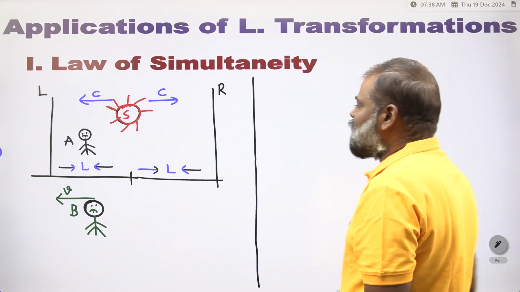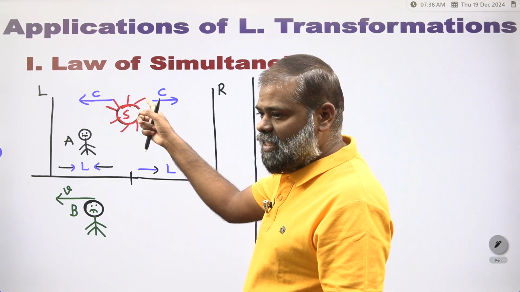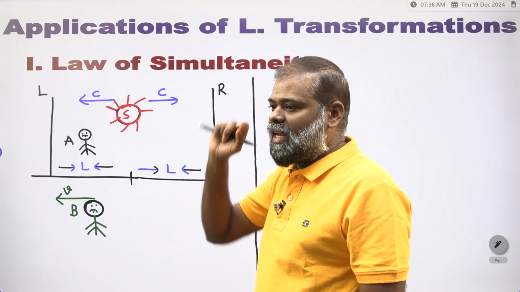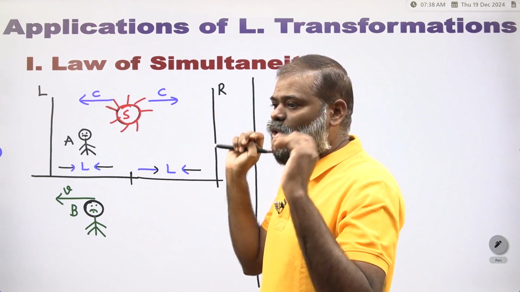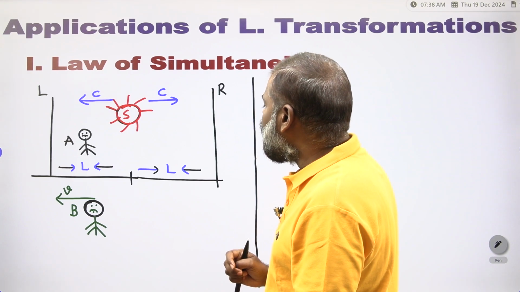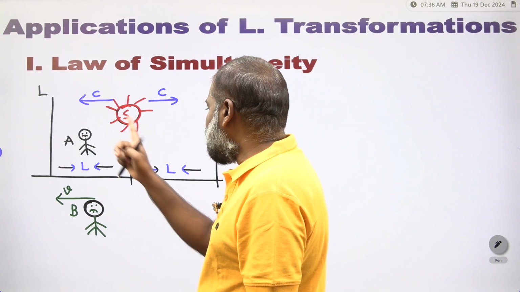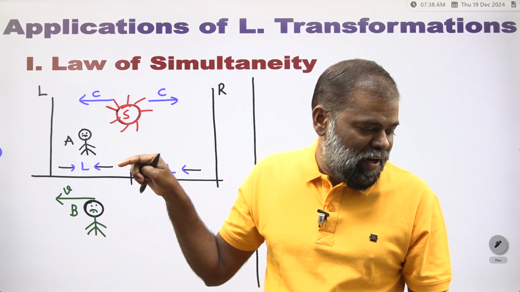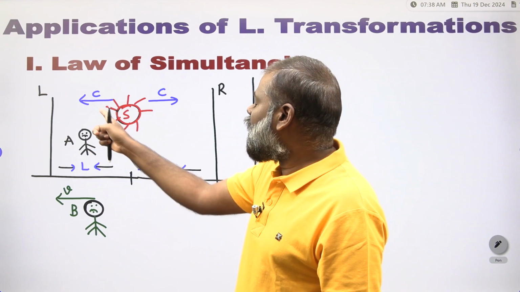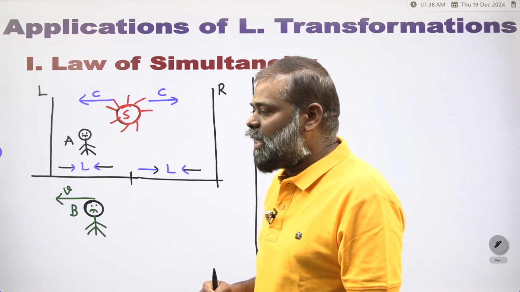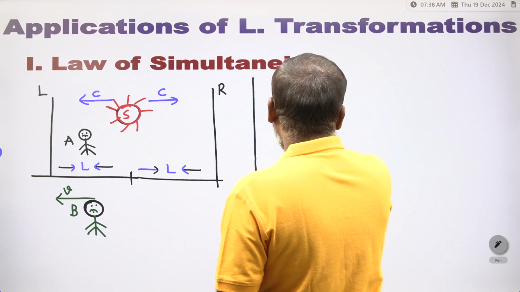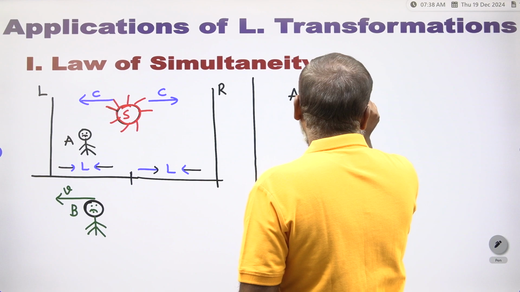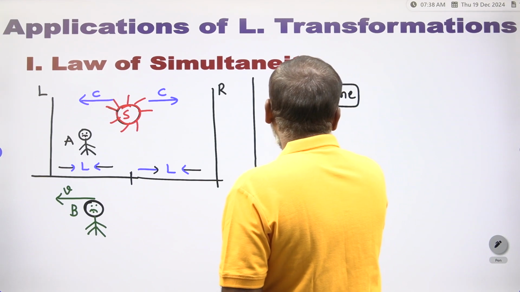First, the sun is there, and the light ray is going with velocity c in this direction, to the left side and the right side. Now at the center I am taking the A frame, and an observer is sitting in the A frame. Concerning the A frame, suppose you take frame A and observe it.